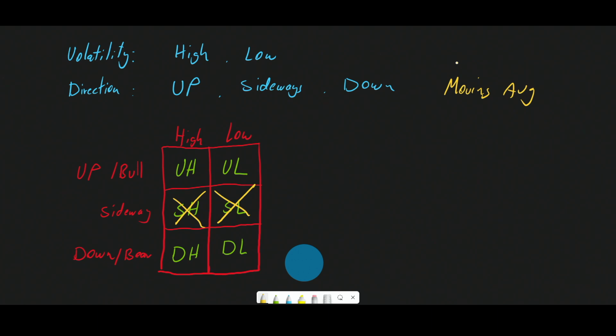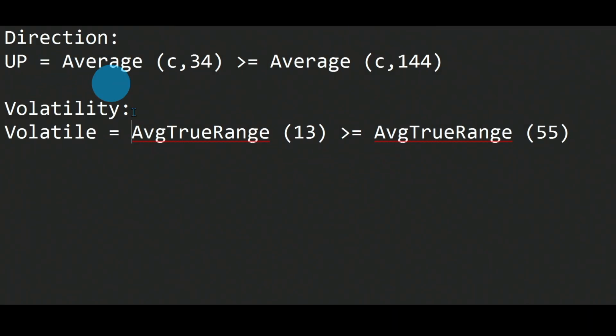And for volatility, we will use the average true range. The reason is these indicators are available in any platform, free or paid, and they are very easy to code in any language. And here are the rules.